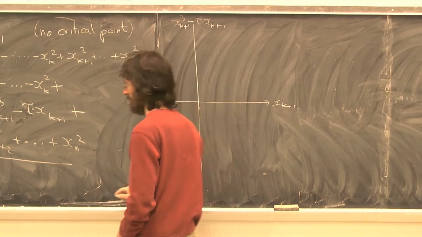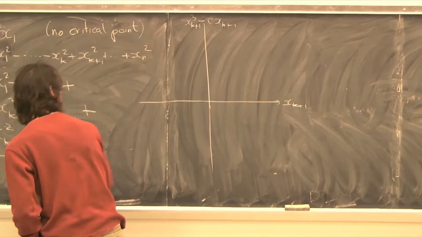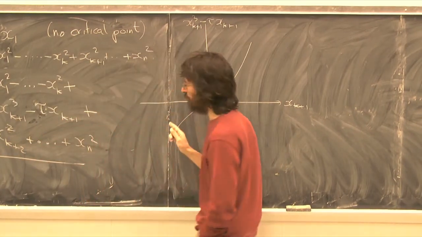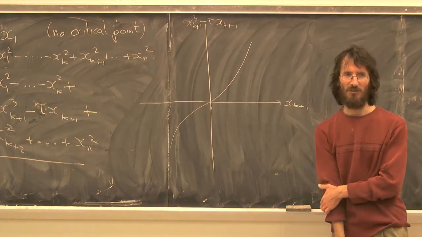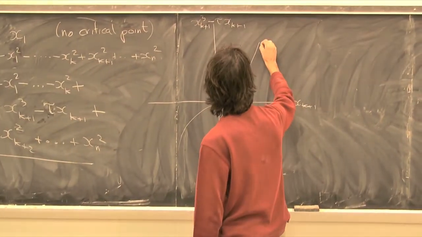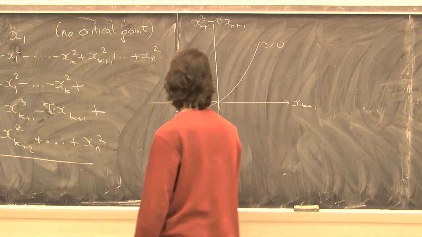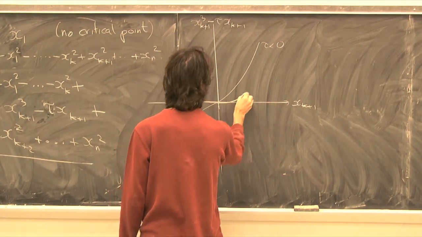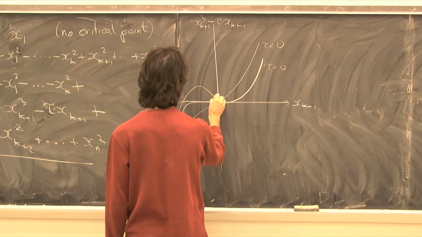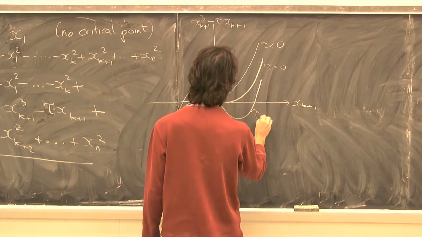you either have something like this. So as soon as you have one coordinate in which there's no critical point, then there's no critical point period, because you're only mapping to dimension 1. So this is tau negative. You have this, tau equals 0, and this tau positive.